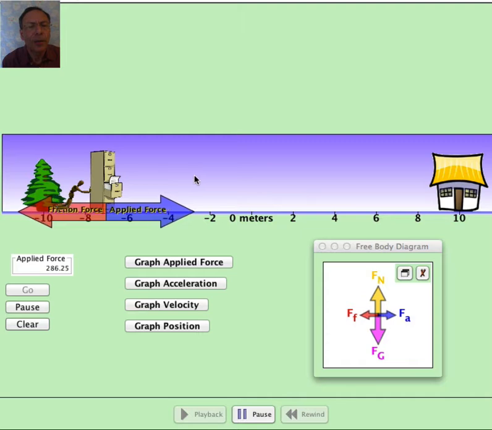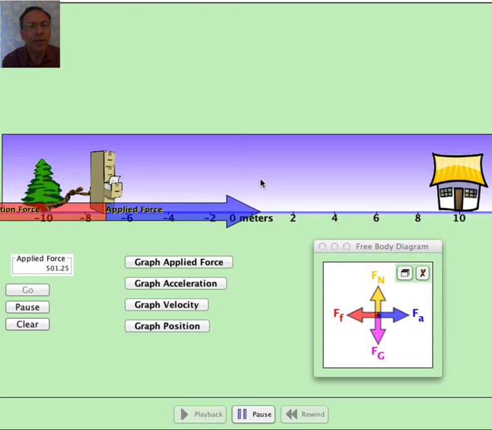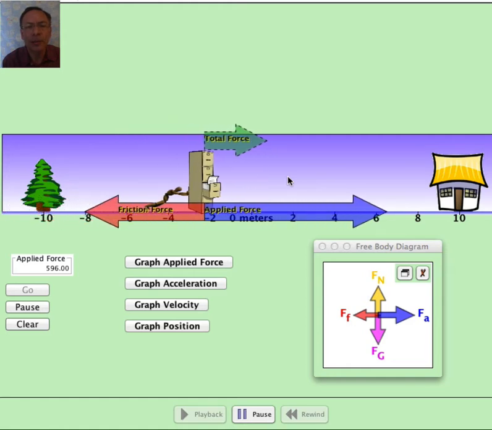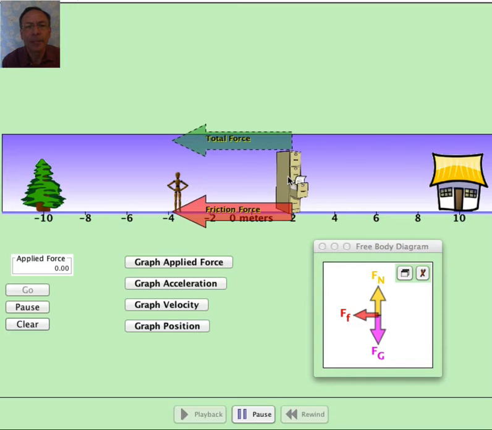Keep an eye on the red friction force. We're applying more and more and more. Something's going to happen to the red friction force at some point. Watch what happens. Right now the red friction force is sort of disappearing off to the left, but you can see it on the free body diagram. Pushing hard. Oh! What happened to the red friction force? I'm going to stop pushing.